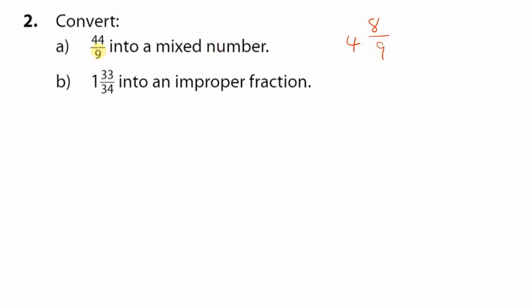So the strategy is to see how many times 9 can divide into 44, or the bottom into the top. Write that number down as the whole part. The remainder you write at the top, and you always keep the bottom the same.